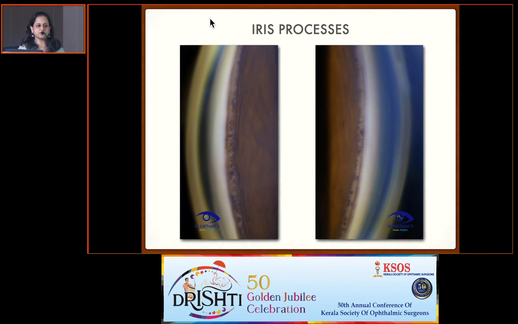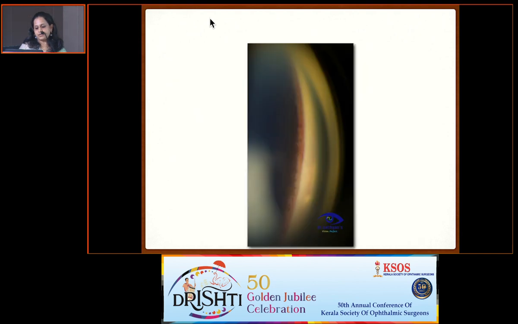These are iris processes. Iris processes are normal findings which we see in the angle. You should not mistake them for peripheral anterior synechia. PAS will be a little broader, and this will be very thin and lacy, and it won't block the angle structures. And here you can see the blood in Schlemm's canal.